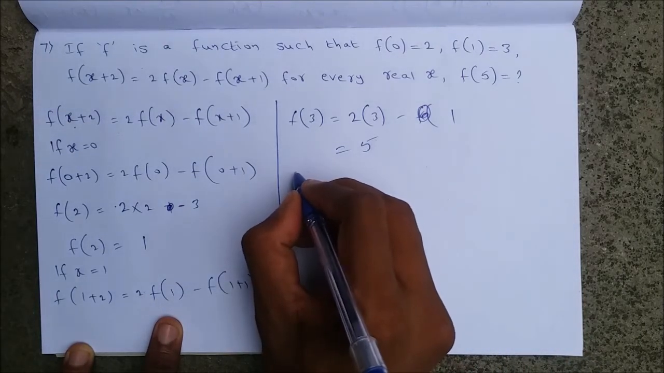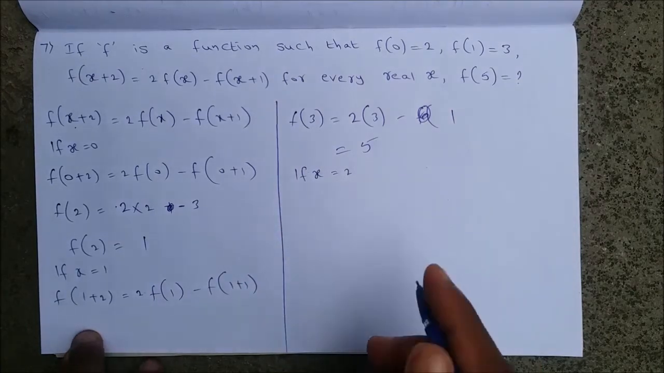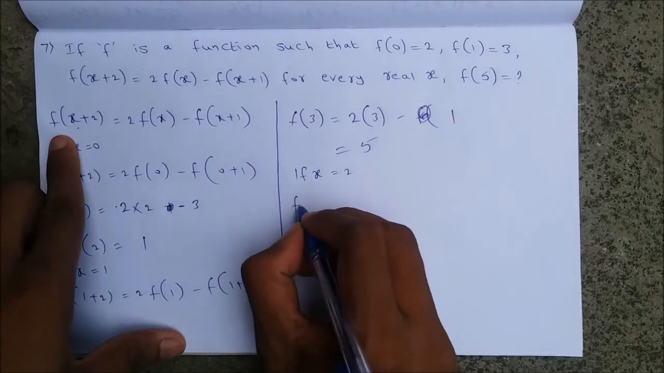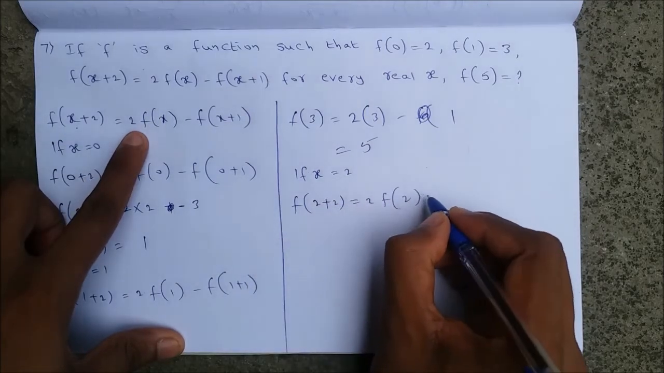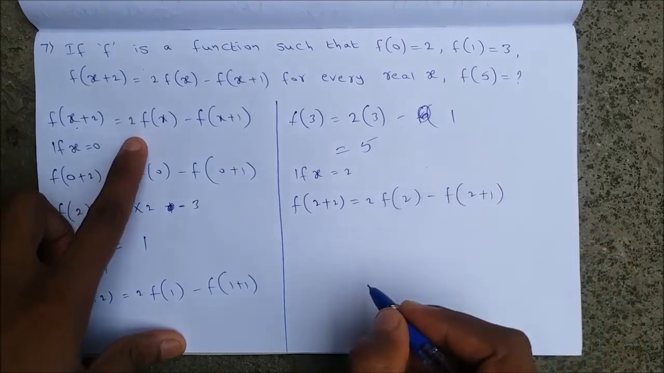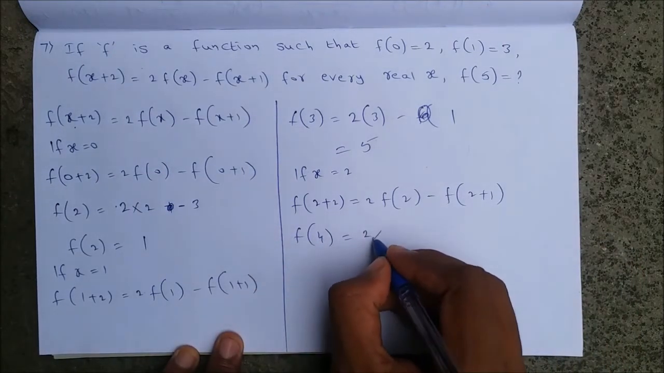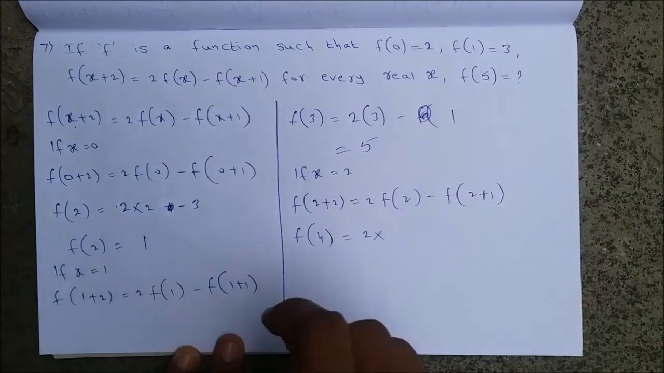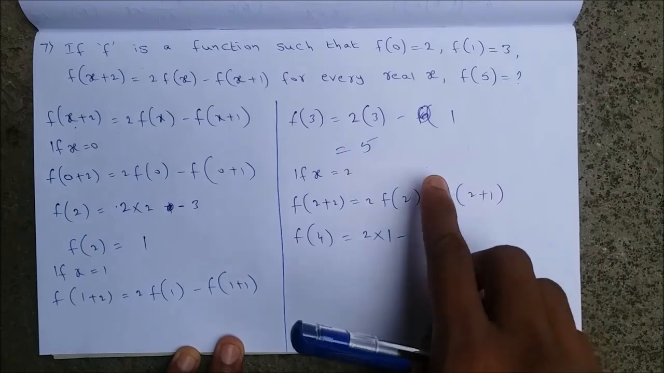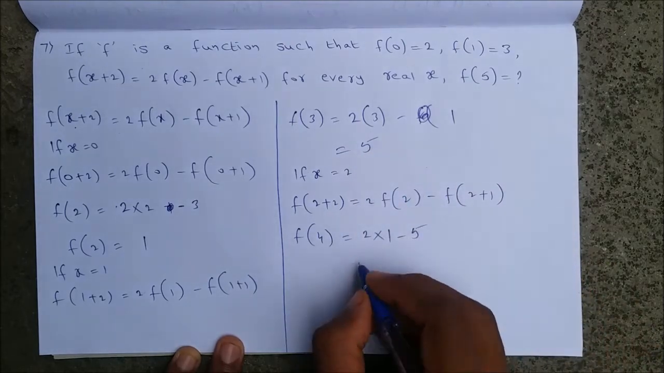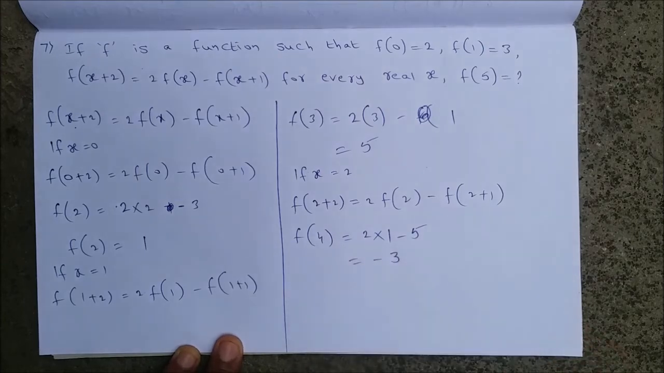Now x equal to 2 I am taking. If x is equal to 2, we get f of 2 plus 2 is equal to 2 times f of 2 minus f of 2 plus 1. So we get f of 4 is equal to 2 into f of 2, 1, minus f of 2 plus 1, which is 3, f of 3, 5. So f of 4 is 2 ones are 2, minus 5, minus 3.